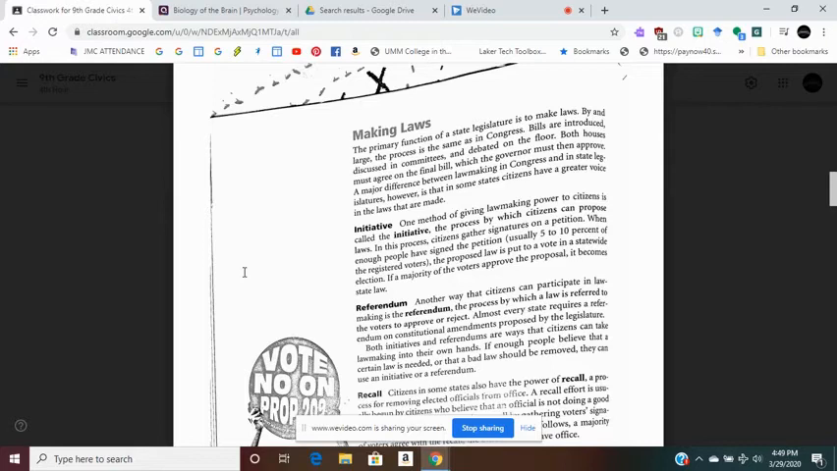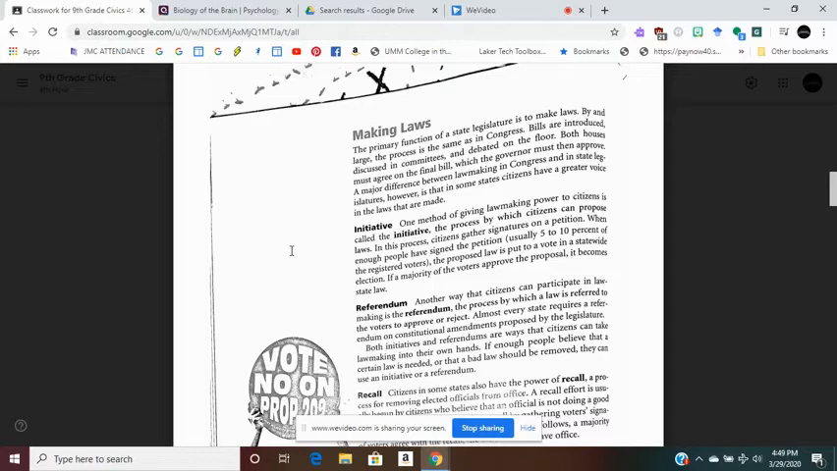An initiative. One method of giving lawmaking powers to citizens is called the initiative, the process by which citizens can propose laws. In this process, citizens gather signatures on a petition. When enough people have signed the petition, usually 5 to 10% of the registered voters, the proposed law is put to a vote in a statewide election. If a majority of the voters approve the proposal, it becomes state law.